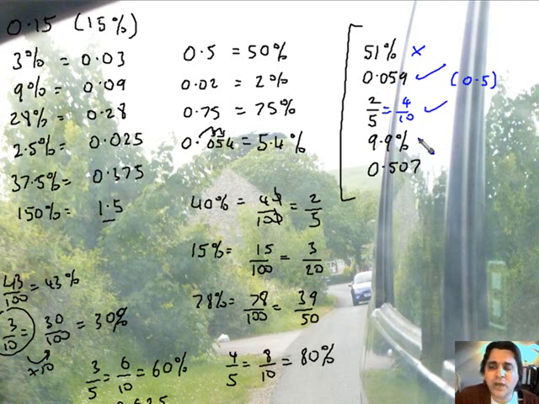Is 9.9% less than a half? Well, 50% is a half. Let's put that in brackets there for you. If 50% is a half, then 9.9% has got to be less than a half. So that works. What about this one here, 0.507? Well, 0.5 exactly is a half, and I've got the 0.07 as an extra. Therefore, that's above a half.